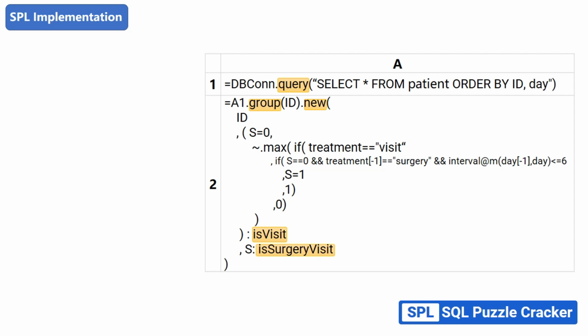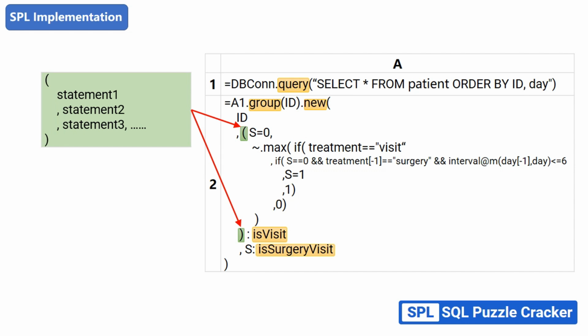When calculating YES visit, multiple statements can be defined within the parentheses, which will return the value of the last statement. The first statement defines a temporary variable s to record whether there are visits within 6 months after surgery. Finally, assign s to YES surgery visit. The first YEFU function determines whether it is a visit type treatment. The second YEFU function determines whether the previous record is a surgery within 6 months.